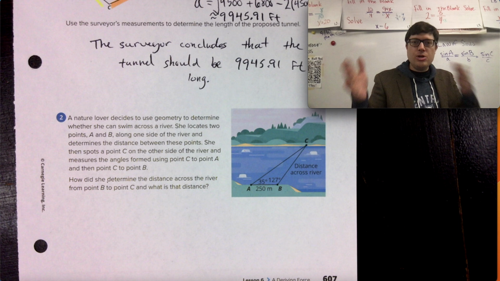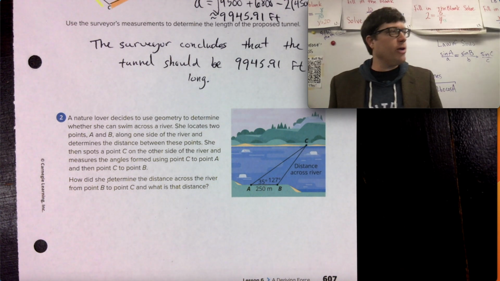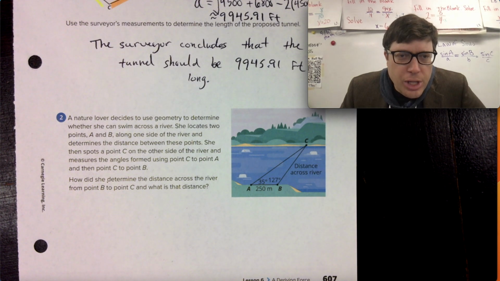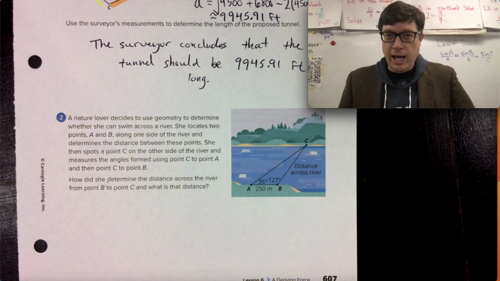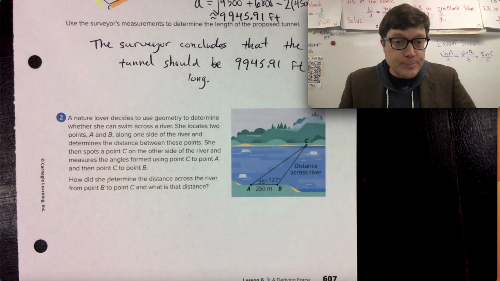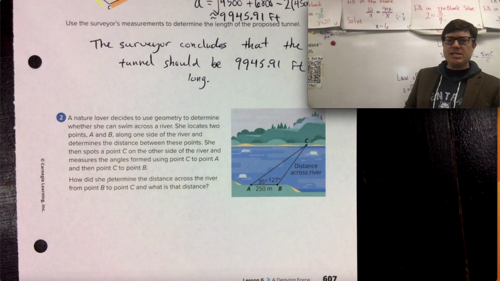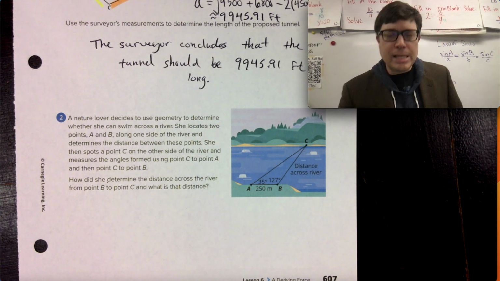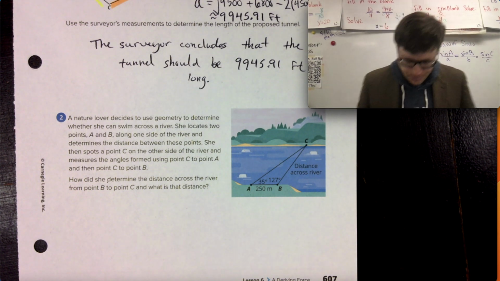sights it in and uses, what's the phrase? There's a point, getting distracted, sorry. To measure the angles formed using point C to point A and then point C to point B. How did she determine the distance across the river from point B to point C? And what is that distance?